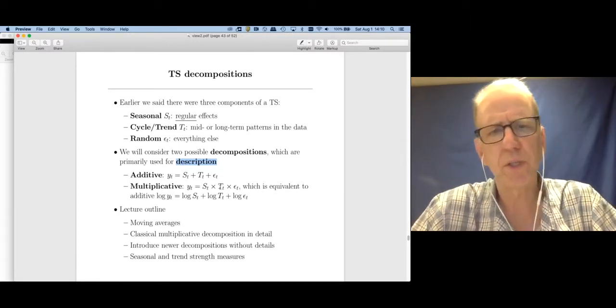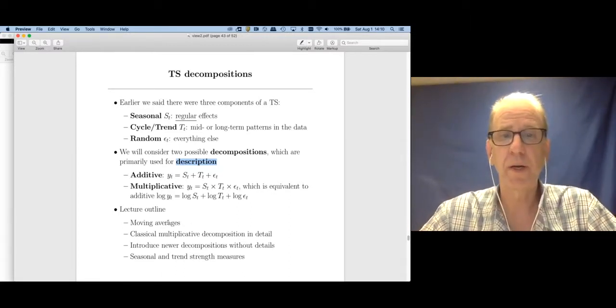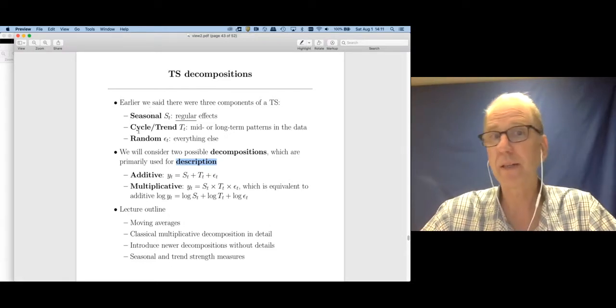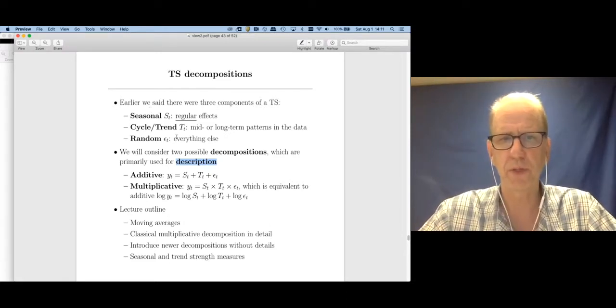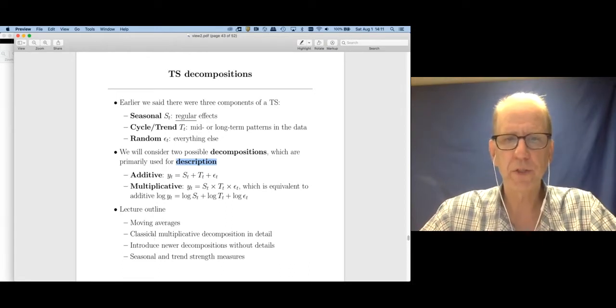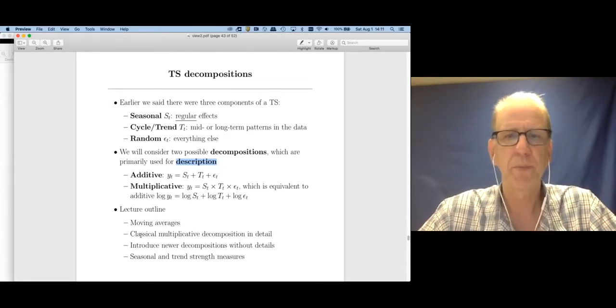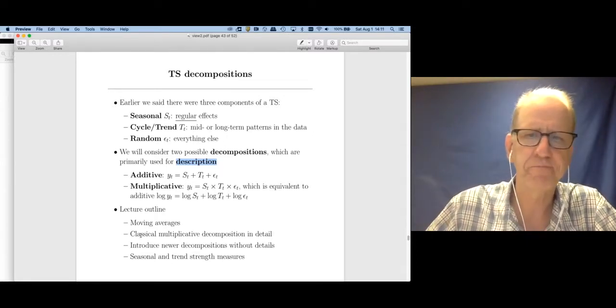So here's what we're going to do in this lecture. I'm going to start out by talking about moving averages. Moving averages are going to be the way that we can identify the cycle trend component of this. Once we know about moving averages, I'm going to go into the classical multiplicative decomposition in some detail.